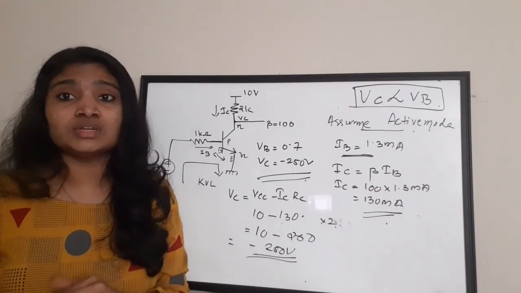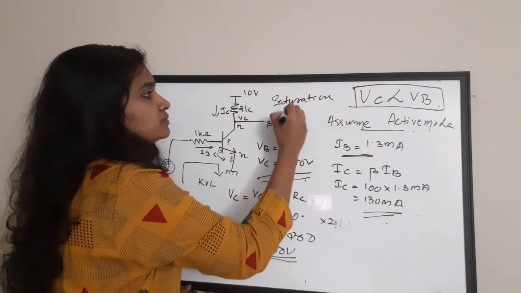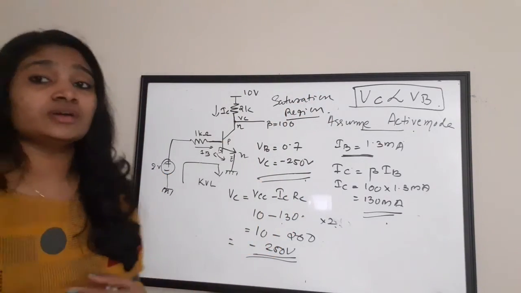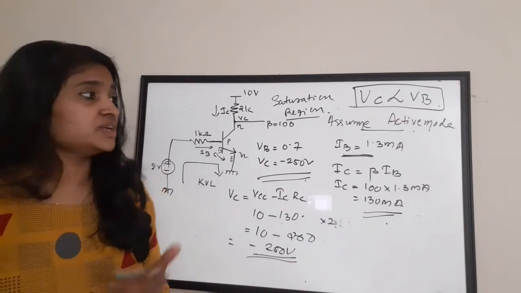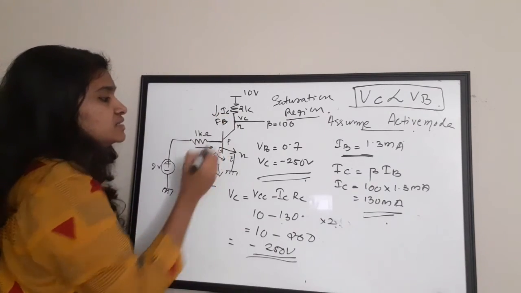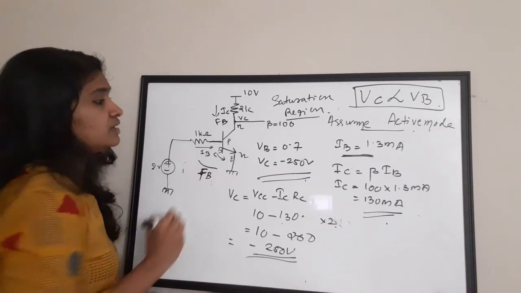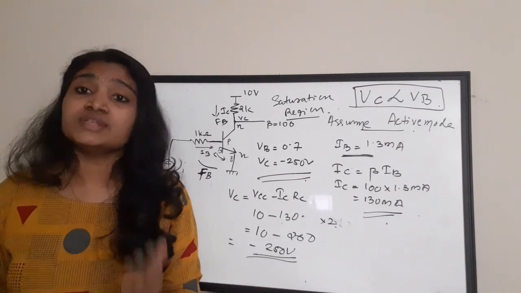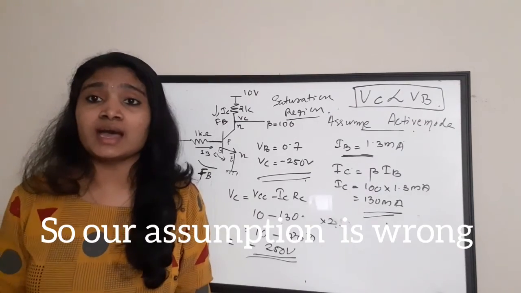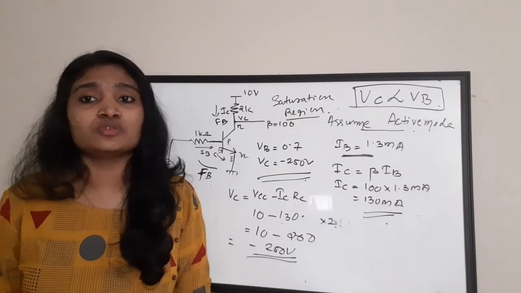So it is what region? This is the saturation region. Now, how did we get it as the saturation region? Because we obtained that the collector base junction is also forward bias. This is also forward bias, which means it is a saturation region. This is how you need to find the modes of operation of a transistor. So now we have the collector base junction forward biased and also the emitter base junction forward biased.